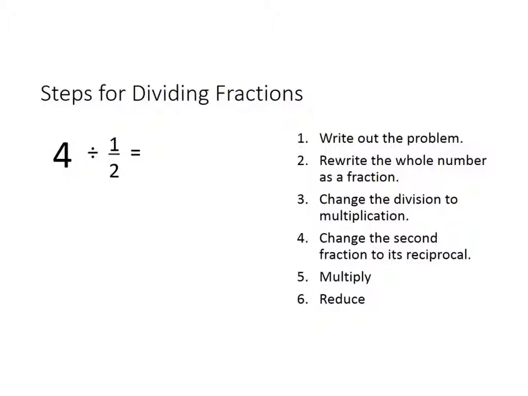Well, step 1, you write out the problem. Step 2, you rewrite the whole number as a fraction. So 4, you could write it as 4 over 1 or 4 ones. Step 3, you change the division symbol to a multiplication symbol. And then step 4, you change the second fraction to its reciprocal. So 1/2, the reciprocal, you flip the numerator and denominator around. So you'd have 2 over 1. Multiply, numerator times numerator, denominator times denominator, and then you reduce and you get 8.